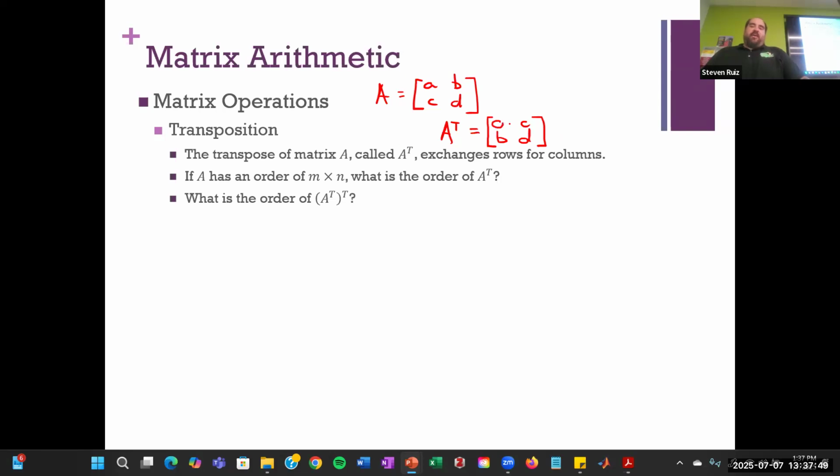So if A has an order of m by n, what's the order of A transpose? N by m. So if I'm changing the rows for the columns, then I'm going to change their numbers as well. So for a square matrix, you don't get a new size matrix, but in general, a transpose is not the same size.